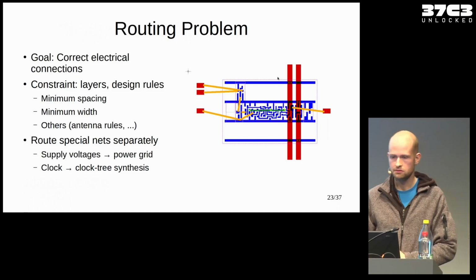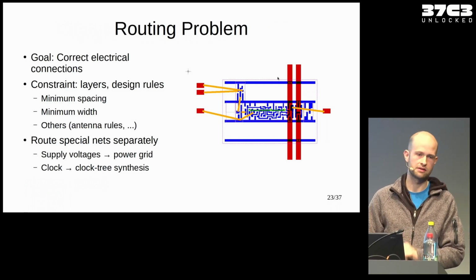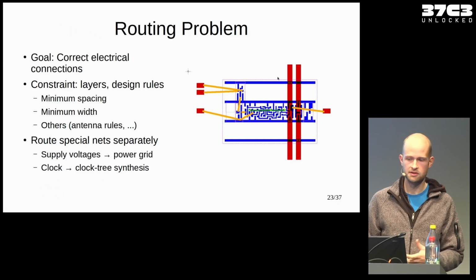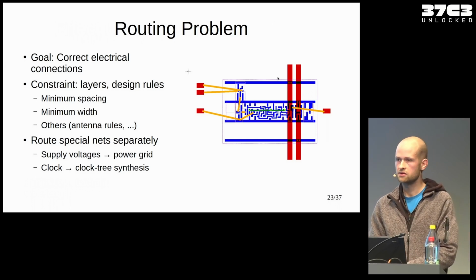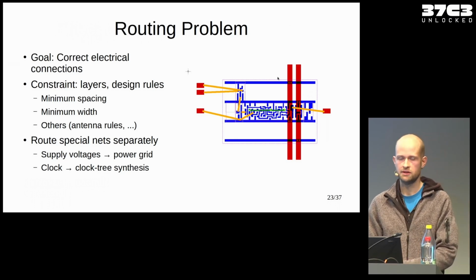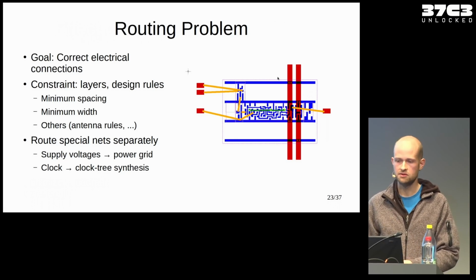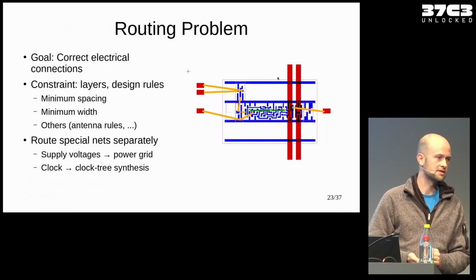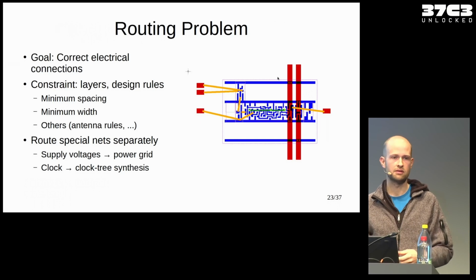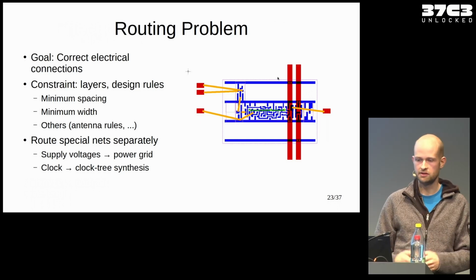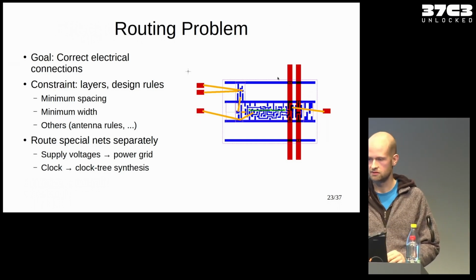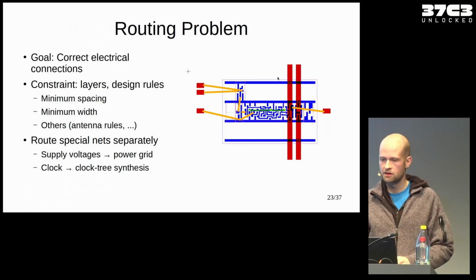So the goal of routing is to do electrical connections. And we have to do them correctly, so you don't want short circuits, you don't want missing connections. And there are certain constraints. The constraints are basically given from the fabrication process. We have certain types of metal layers that you can use. There are design rules. The design rules, for instance, tell us how close wires can be together or how thick they need to be in order to be properly fabricated. There are some other funny design rules like antenna rules, but I will not talk about those.